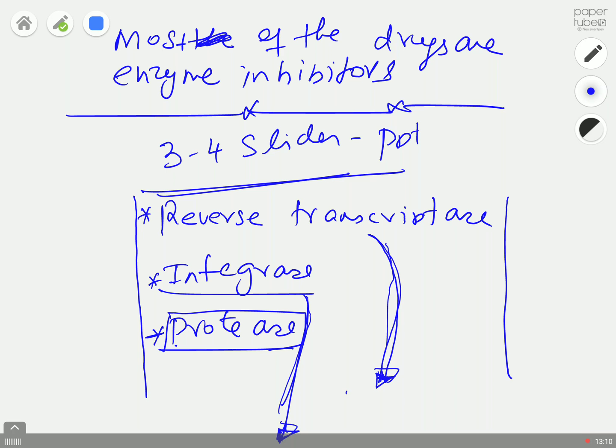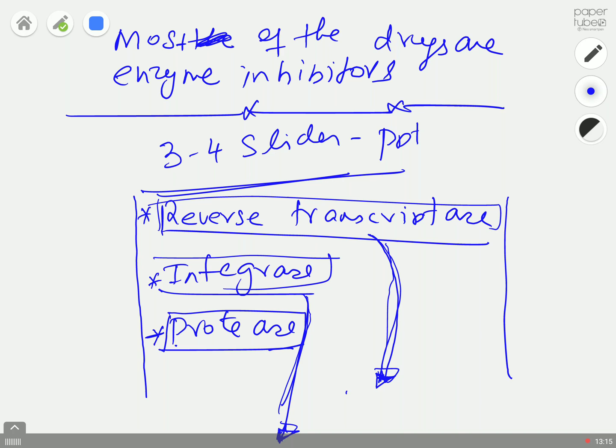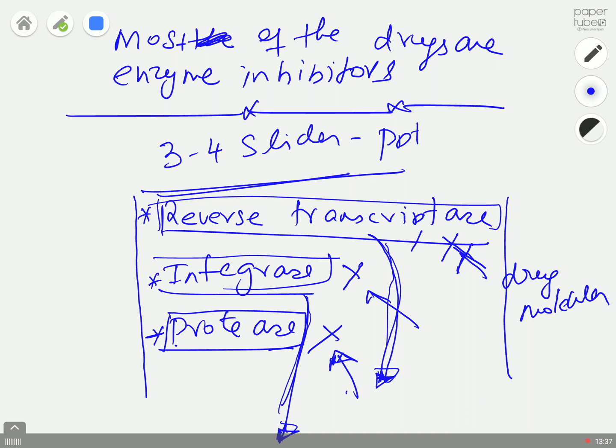So how to kill the lifetime of the virus? You can use drug molecules that can stop the job of these enzymes. You are adding some molecule purposely so that you arrest the job of this enzyme, or stop the activity of these enzymes.